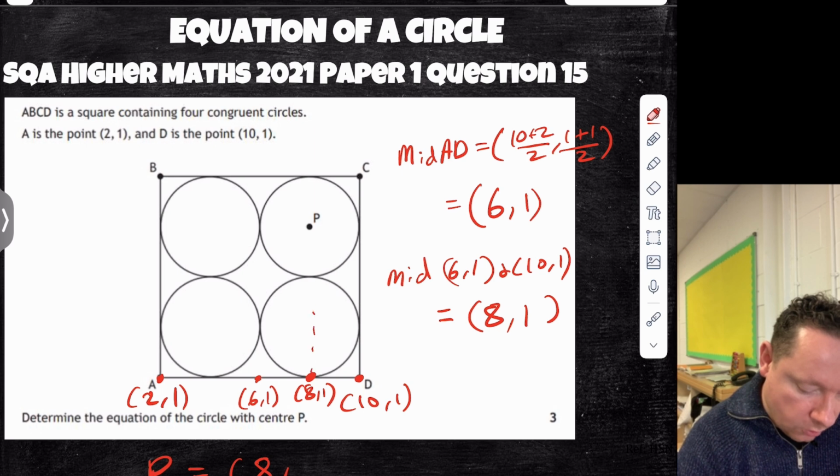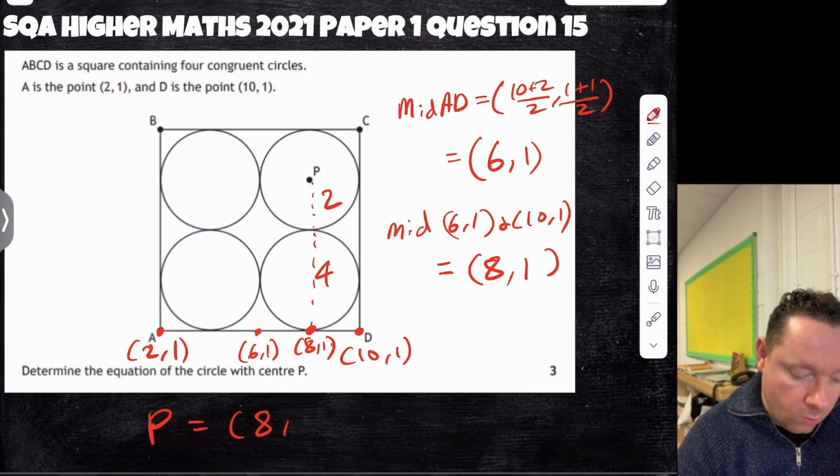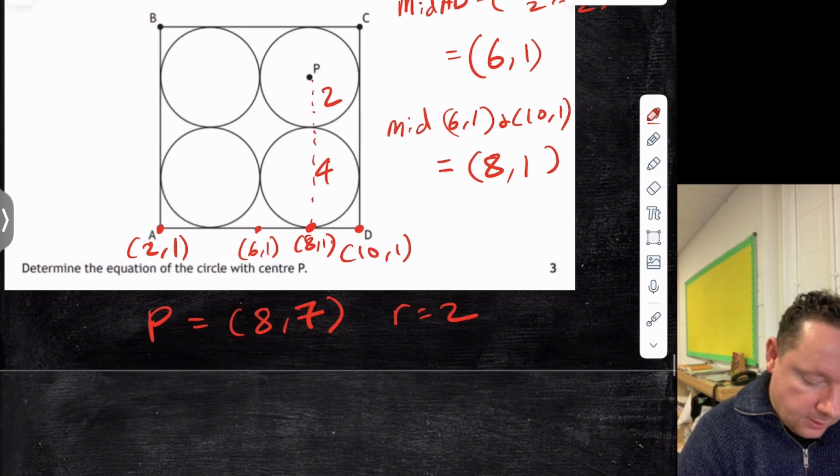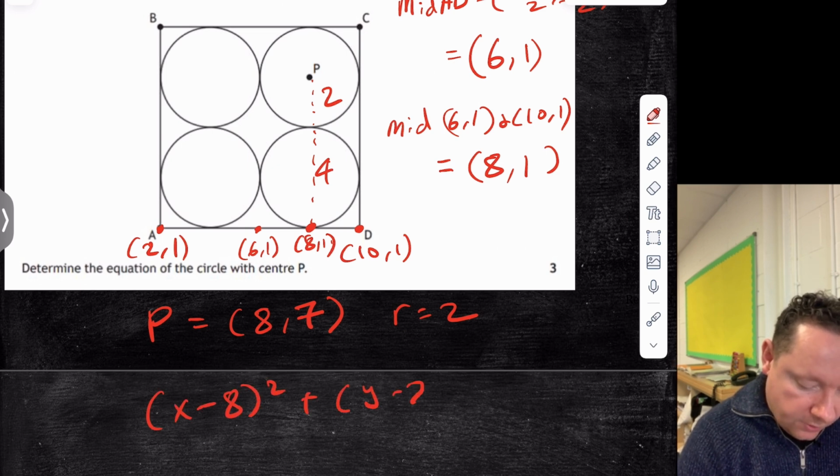So I can just kind of draw that in. 4 units. And then another radius is 2 units. So it goes up 6 units. From 1, 1 plus 6 is 7. So we know our centre is (8, 7). And what about our radius? Well, we've already drawn it in, 2. And our radius is 2. So the equation of the circle is nice and easy now. It's (x minus 8) squared plus (y minus 7) squared equals 4. 2 times 2 is 4.